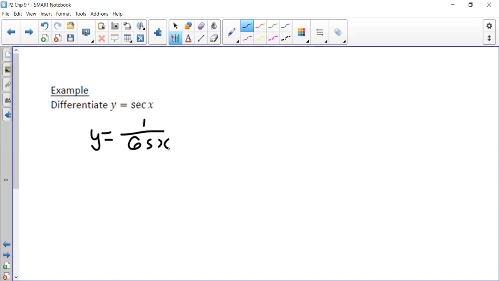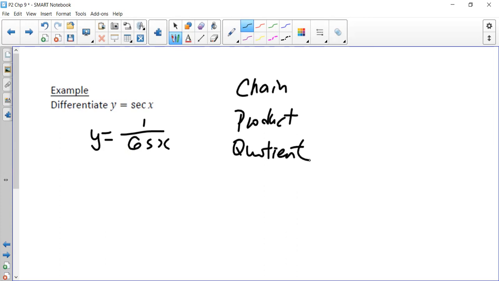Let me ask you, what rule can we use in here? You've got options: chain, no, product, and quotient. Pause the video and think about which rule we can use here. Well, clearly, it's a fraction, so we can use the quotient rule.